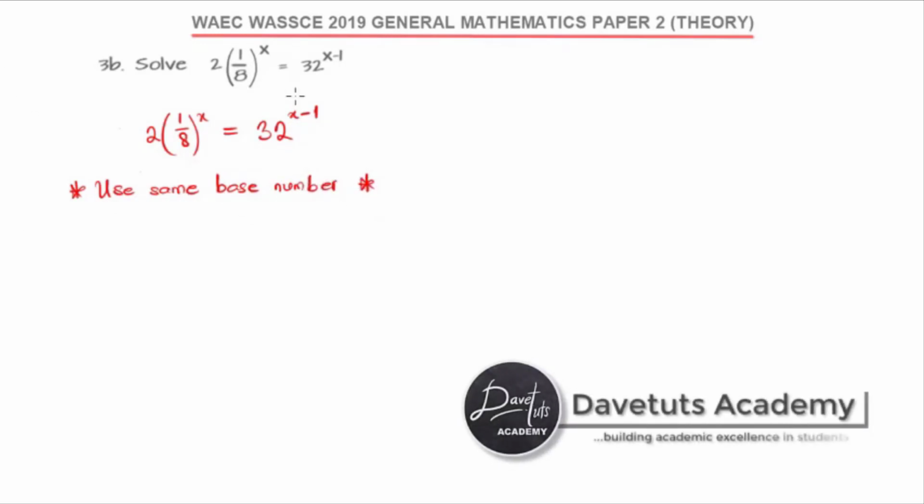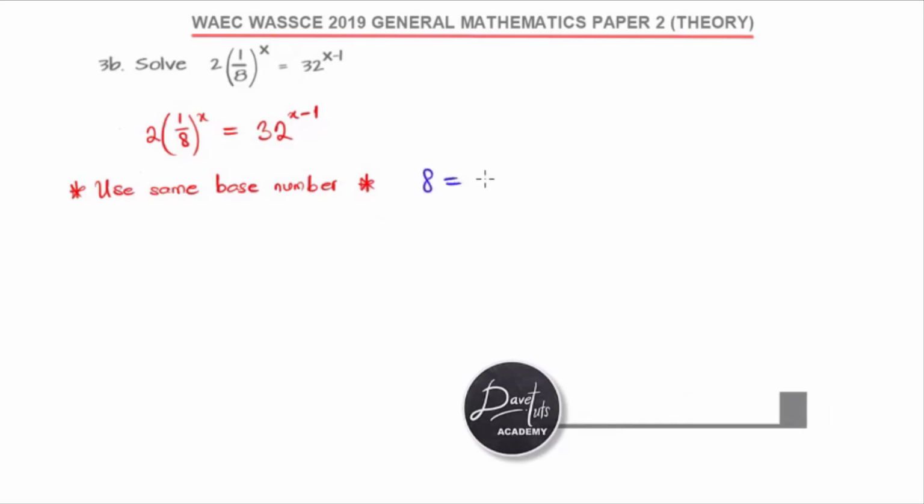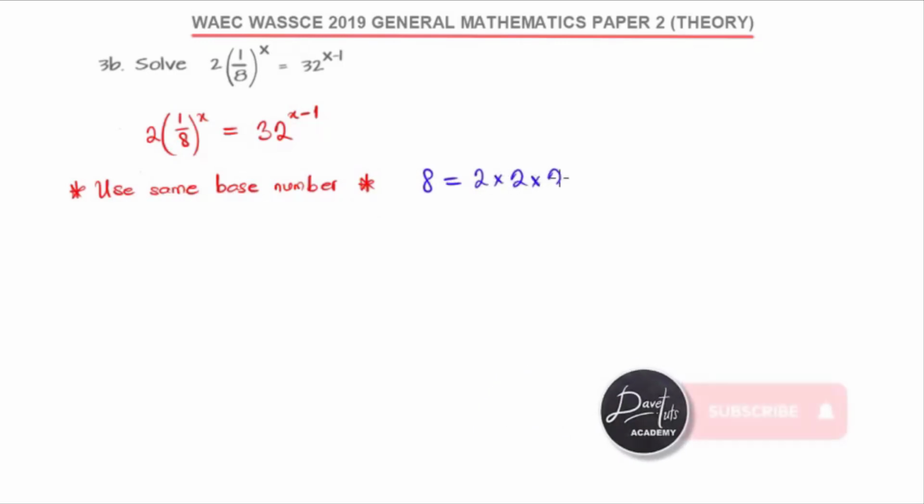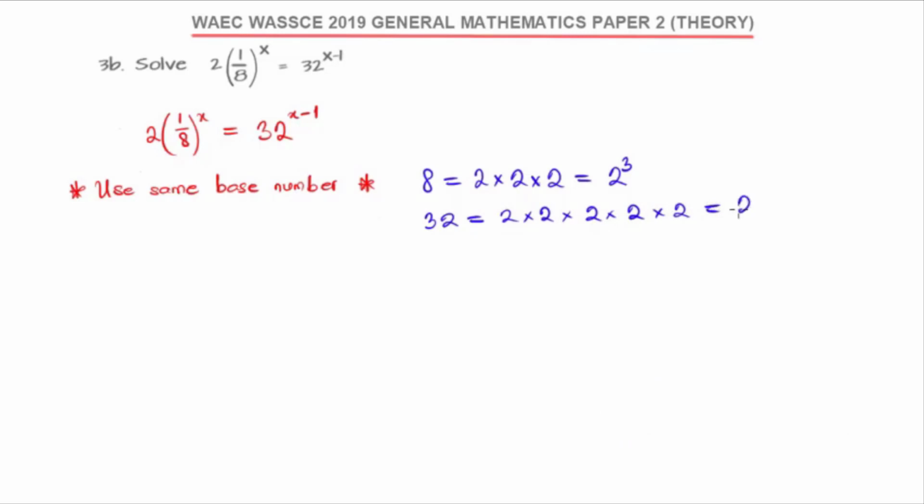First and foremost, we should aim at using the same base, since we have identified that this is a problem in indices. So for 8, 8 is 2 times 2 times 2, which is 2 raised to the power 3. Then 32 is 2 multiplied by itself in 5 places, and that is 2 raised to the power 5. So instead of writing 8 and 32, we can write 2 raised to the power 3 and 2 raised to the power 5 in our equation that we are trying to solve. Again, the other rule of indices that we can employ is that 1 over a is equal to a raised to the power minus 1.